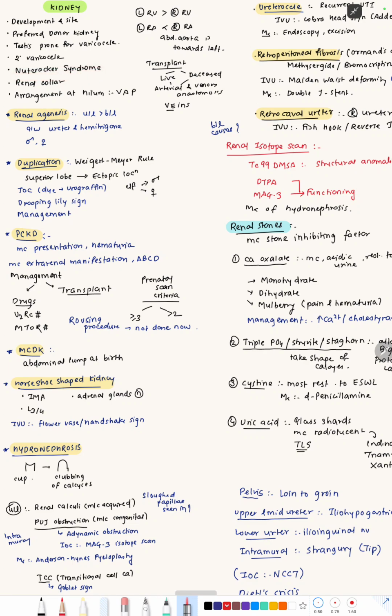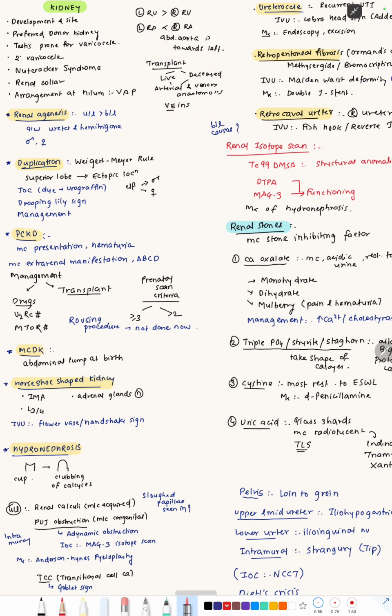Now, nutcracker syndrome. Nutcracker syndrome is basically the left renal vein. It gets compressed between the aorta and the superior mesenteric artery. So that will lead to the nutcracker syndrome. Then the renal collar is again formed by the left renal vein, where the left renal vein splits to encase the abdominal aorta. Arrangement of the hilum of the kidney from anterior to posterior is vein, then artery, and then the pelvis.